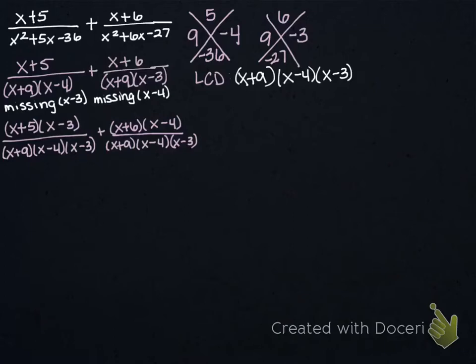Okay, so now for the more challenging part of the simplification process, I need to FOIL or multiply each one of these out. So in the first fraction, I need to change colors so we can see what I'm doing. I need to multiply x times x and then x times negative 3. So x times x is x squared, and then minus 3x. Then I'm going to multiply 5 times x and 5 times negative 3. So that gives me a positive 5x and a negative 15.